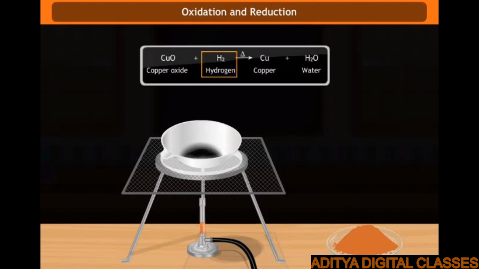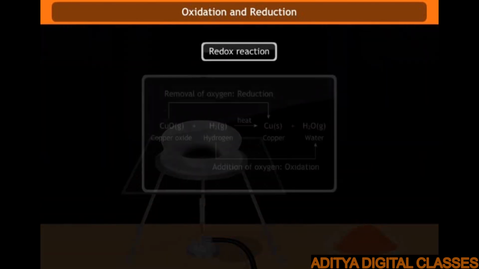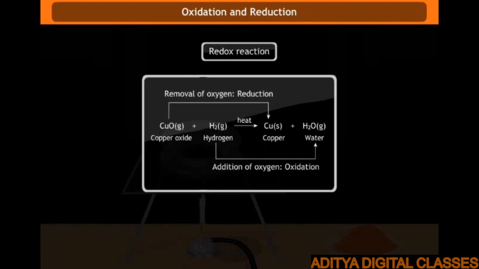Now, if hydrogen gas is passed over the heated copper oxide, then the black coating of the surface turns brown. This is because a reverse reaction takes place and copper is re-obtained. Here, copper oxide loses oxygen and gets reduced to copper. This process is called reduction. Oxidation and reduction occurring simultaneously is known as redox reactions. Red for reduction and ox for oxidation.